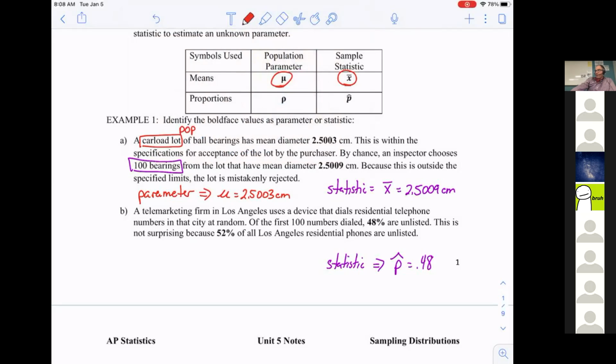If I come over here and I am looking at the parameter, if I look at the other one, it says that 52% of all Los Angeles residents. So that means because it came from all, that means it's a parameter. We're talking about P. P is equal to 0.52.